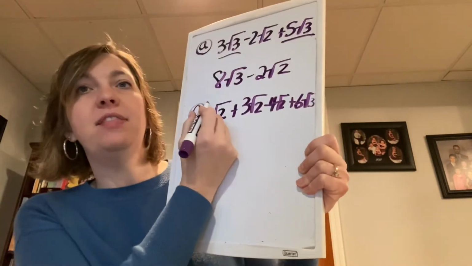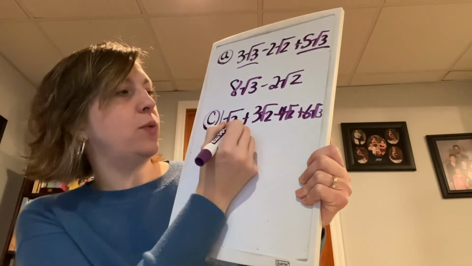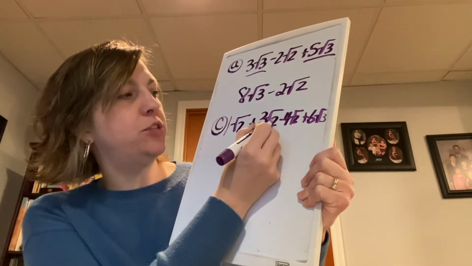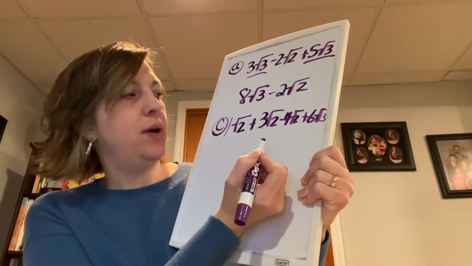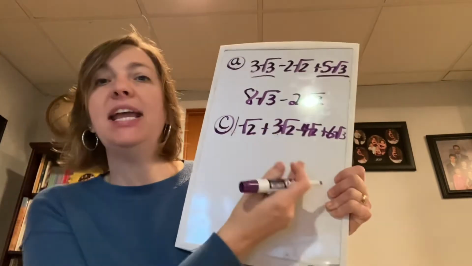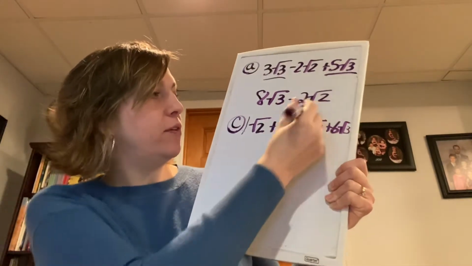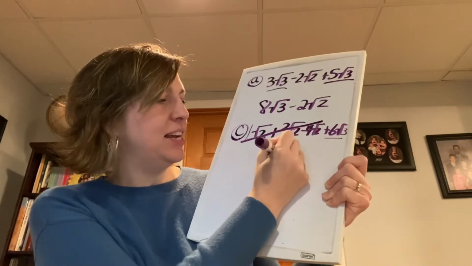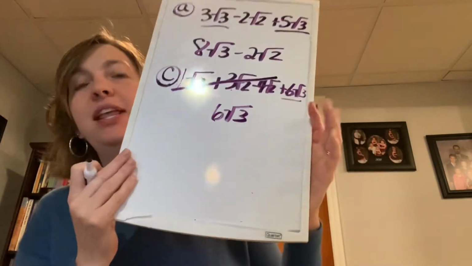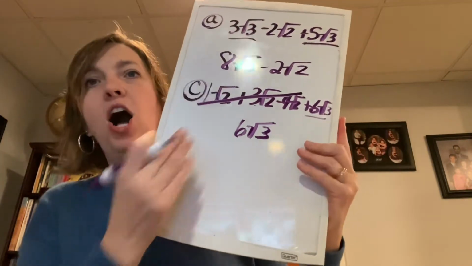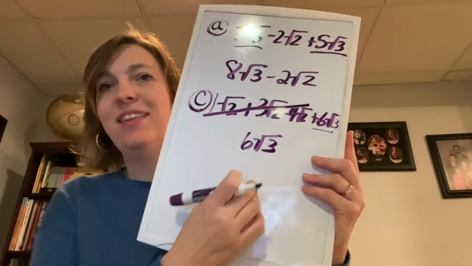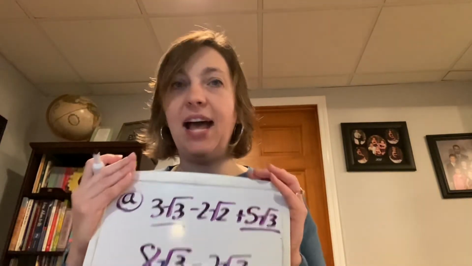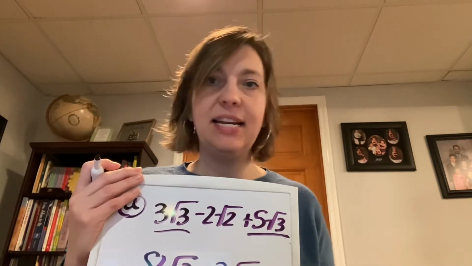So understand that this is an understood 1. 1 square root of 2 plus 3 would make 3 plus 1 is 4 square root of 2, minus 4 square root of 2. I have 4 square root of 2. I'm taking away 4 square root of 2. Friends, these all canceled out. All I have left is 6 square root of 3. I can't do anything with it. There's no other like terms. All my square roots of 2 canceled out. Final answer. Okay? So that's all that you're doing on that section of lesson 65.